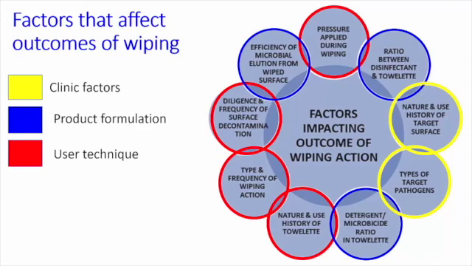What is the surface? What sort of target organisms are present? Bacteria, viruses, fungi, and so on. The factors in blue are the things that the manufacturer controls. How much is loaded onto the wipe? What is the ratio between the detergent and the disinfectant, and how readily is it released? And then there's all the factors in red, which come down to the technique of the user.